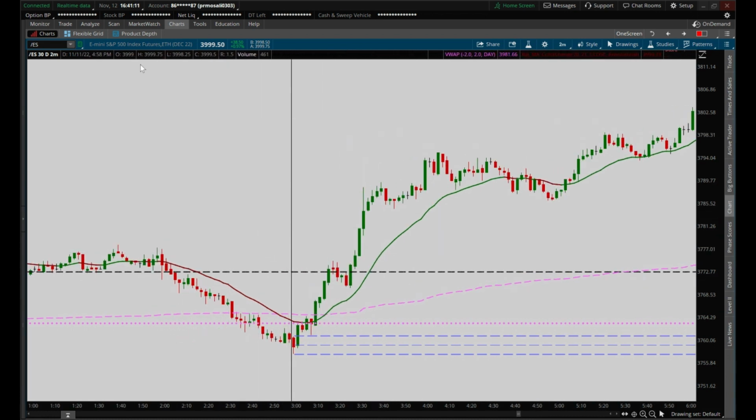So today, just to quickly go over, I'm using the Thinkorswim platform. You can use any platform because I'm using time charts, and I'm using a 2-minute chart. So every candle here is 2 minutes.